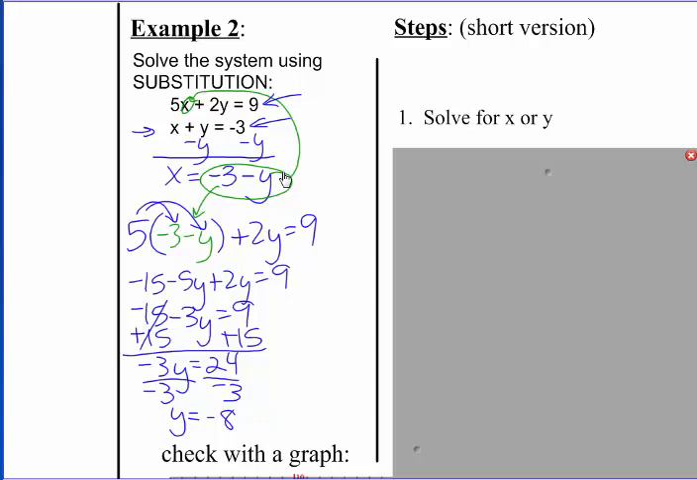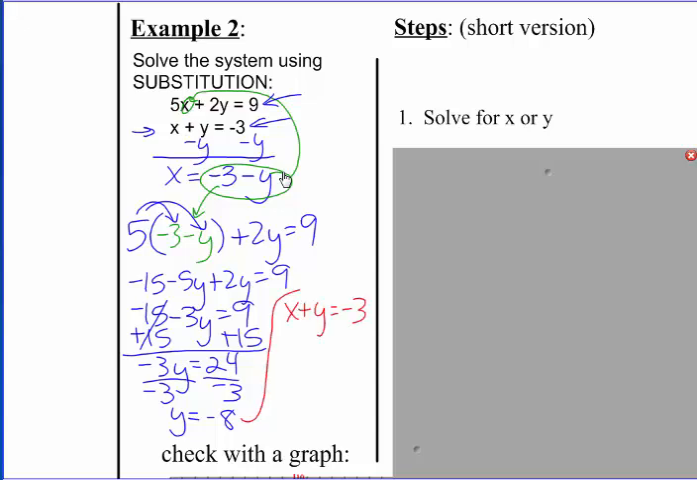You're going to have to do this in all your classes after this. And we'll talk in more detail why it's so important in the classes after this that you use the original equations. You have to use the original equation. So I'm going to go ahead and use the bottom one. So x plus y equals -3.